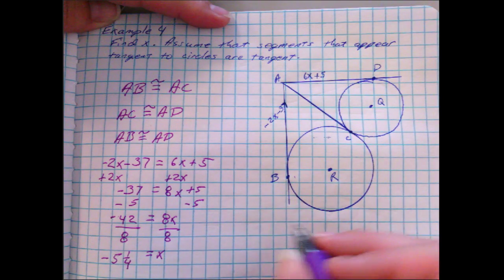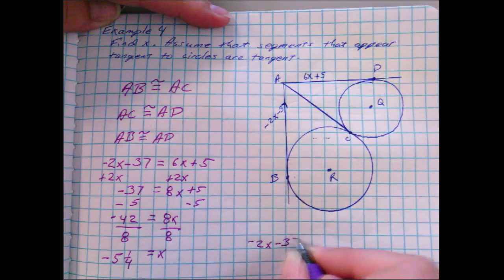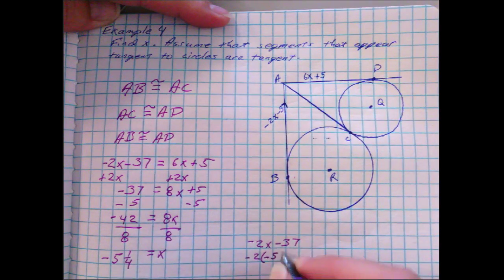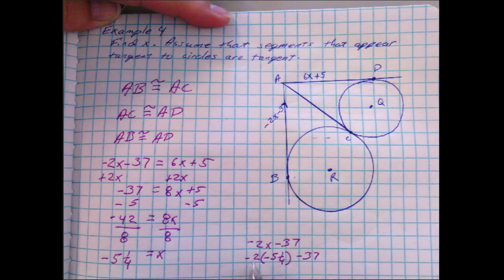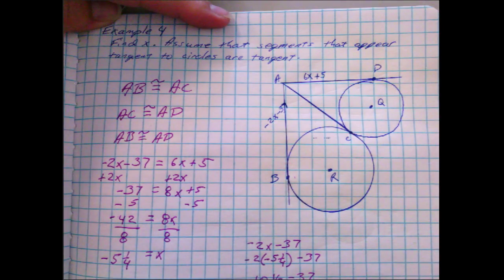Okay, so we've got negative 2x minus 37, negative 2 times a negative 5 1/4 minus 37, so that would be 10.5 minus 37, so that would be negative 26.5. Okay, so then we're going to work on the other side.